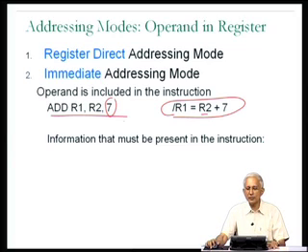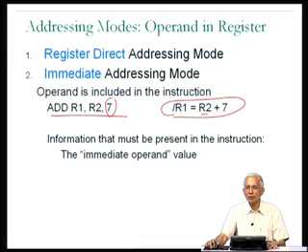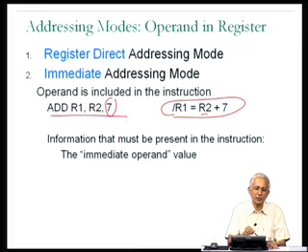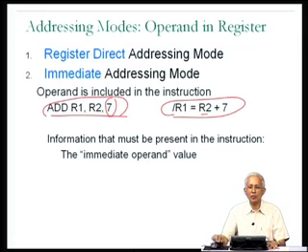Now, what information must be present in the instruction? Very clearly, the immediate value 7 must be present within the instruction. That's the meaning of an instruction of this kind. Now you may be wondering, why did he include immediate addressing mode on a slide entitled Addressing Modes Operand in Register? The operand 7 is not in a general purpose register. So you may be wondering why I included this addressing mode on this slide.